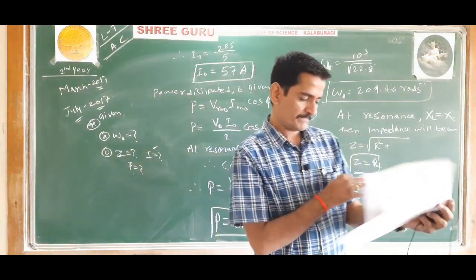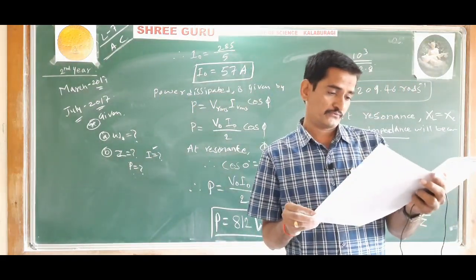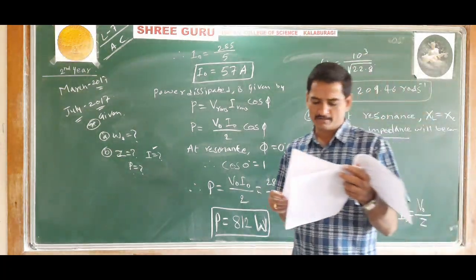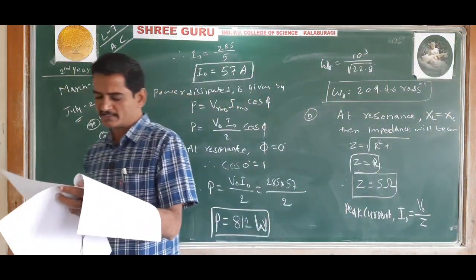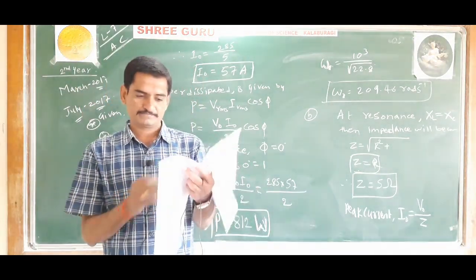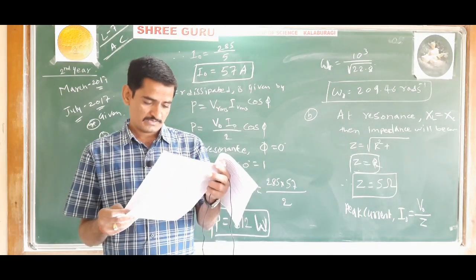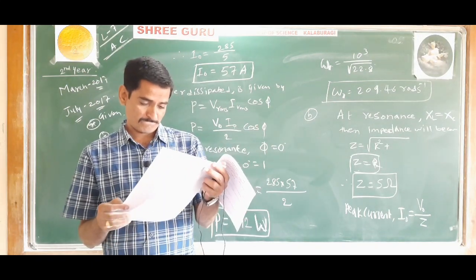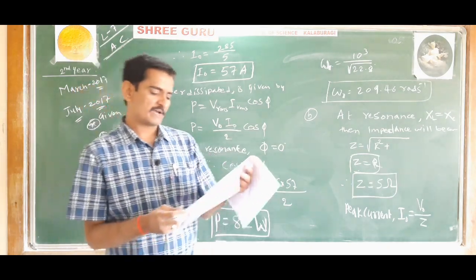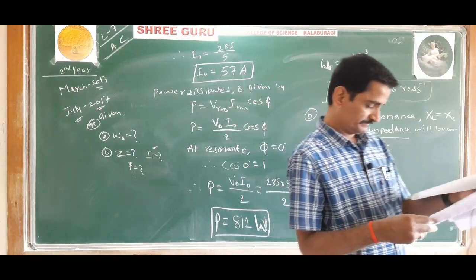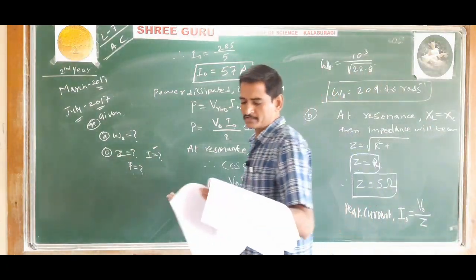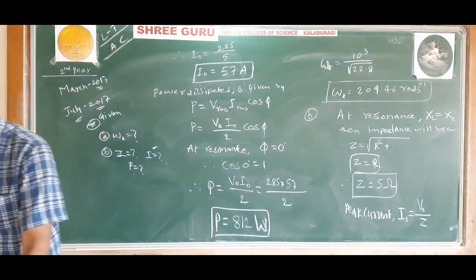June 2019. They have asked a 2 marks question. What is a transformer? Mention any one source of energy loss. 2 marks. And then a 5 marks question, numerical. Just we have solved. Okay, no problem.